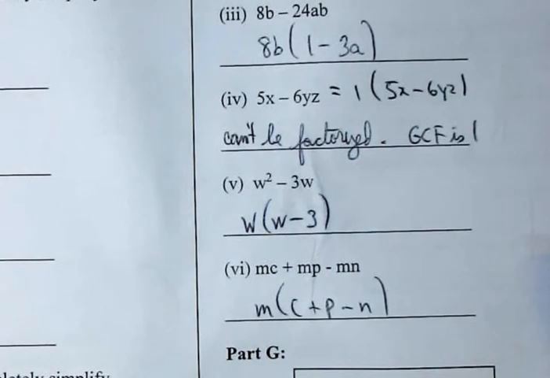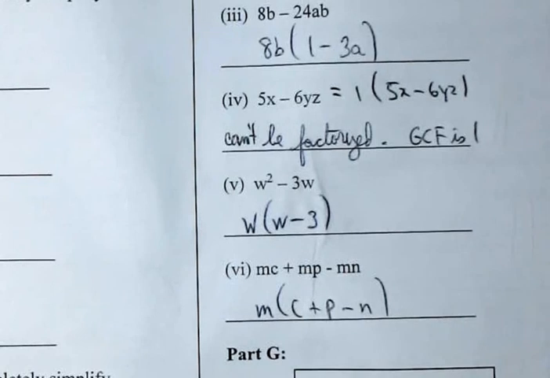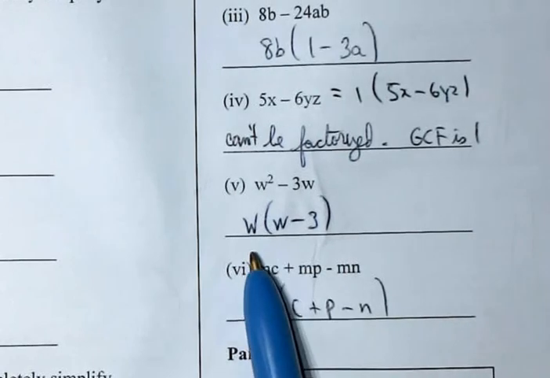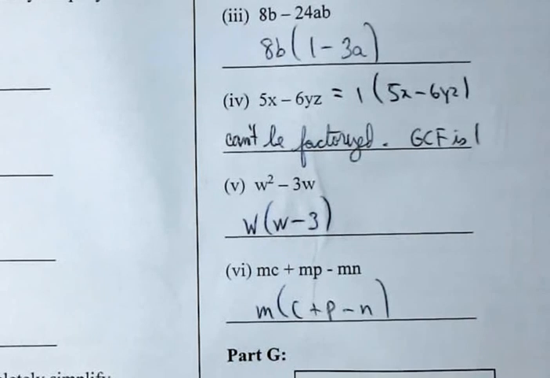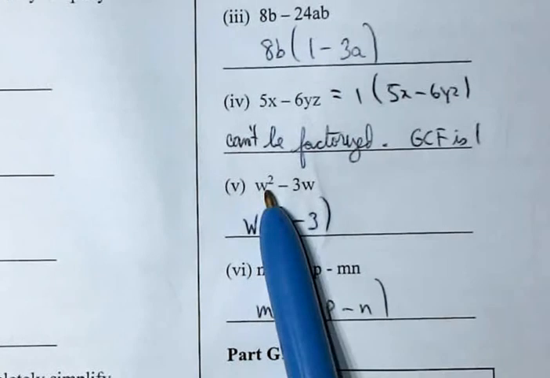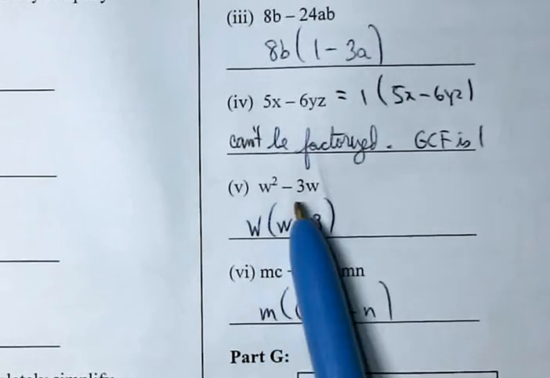Next one, part 5. w squared minus 3w. We can factor out the w. When doing so, we have w minus 3 in the brackets. How could you check if your factorizing is correct? Expand. That's correct. Expand the brackets. w times w is w squared, and w times negative 3 is negative 3w.